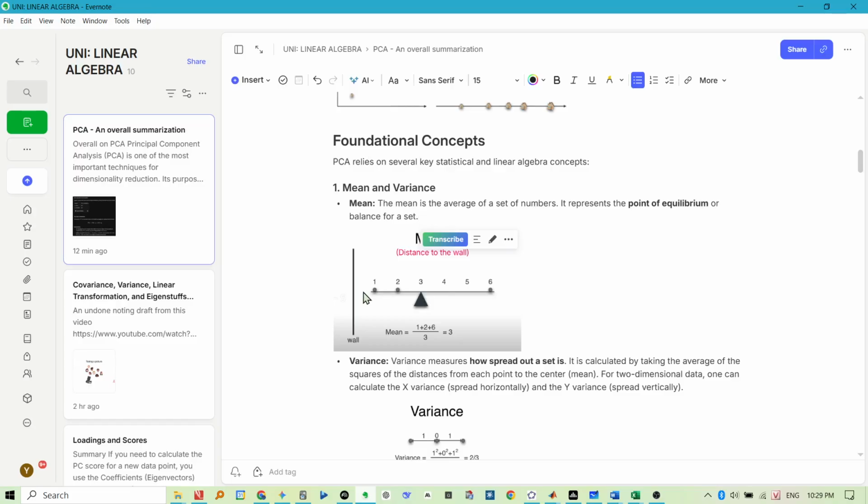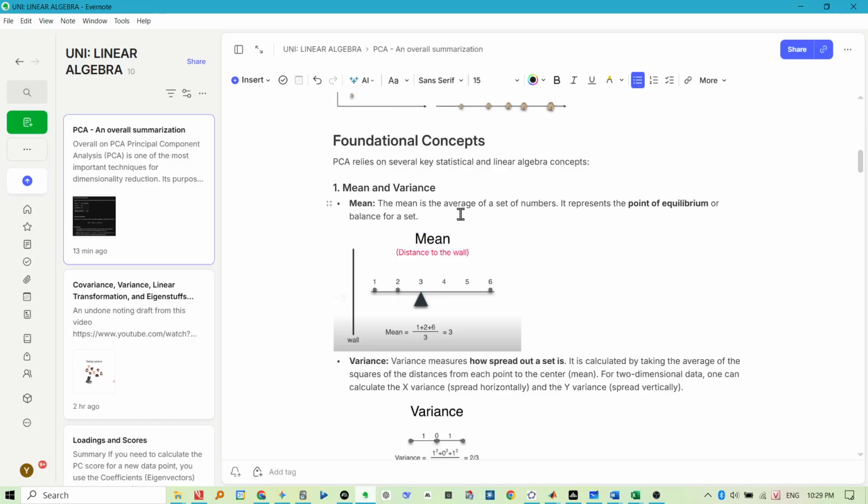Which point will be the point of equilibrium, and how can we find that point? The numbers here represent the distance from the weight to the wall.